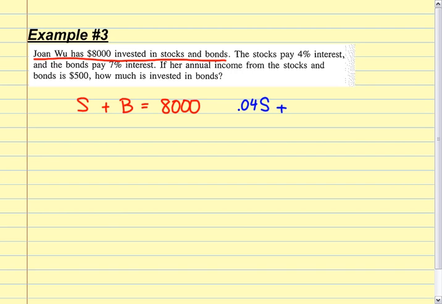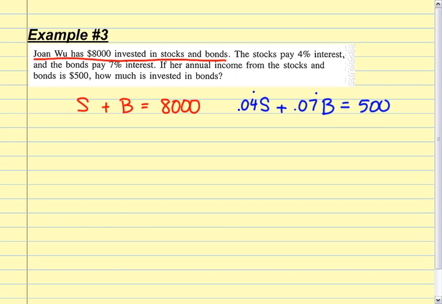Plus 0.07 times the amount I have in bonds. That tells me how much money I make from the bonds. Now if I add the amount I make from stocks to the amount that I make in bonds, that's going to tell me what the total income is. And they said if her annual income from the stocks and bonds is $500, how much was invested in bonds? So what we really want to know is, what does B equal?